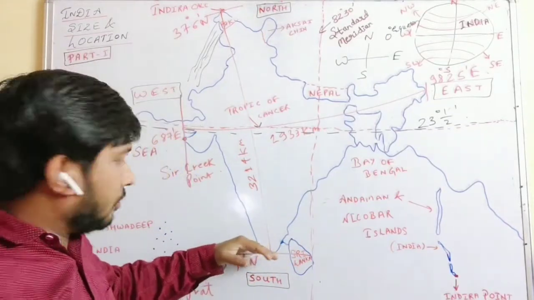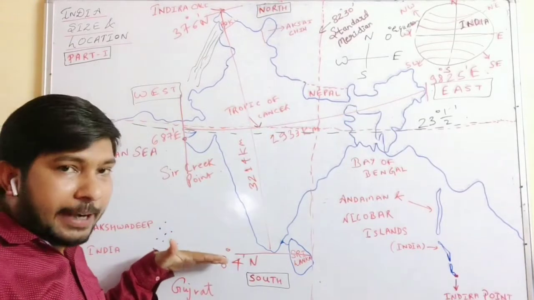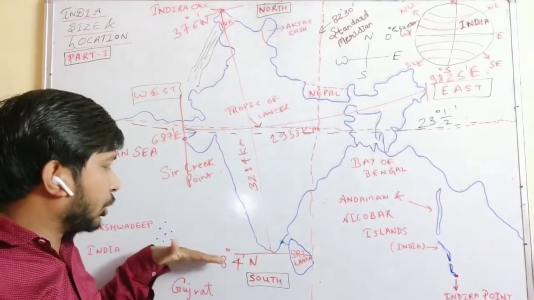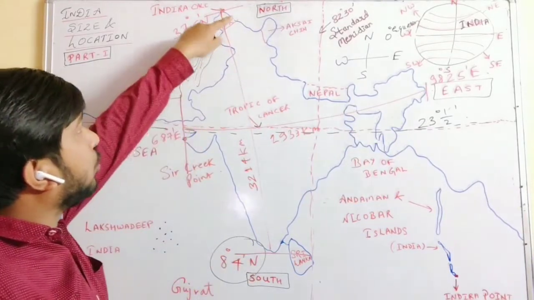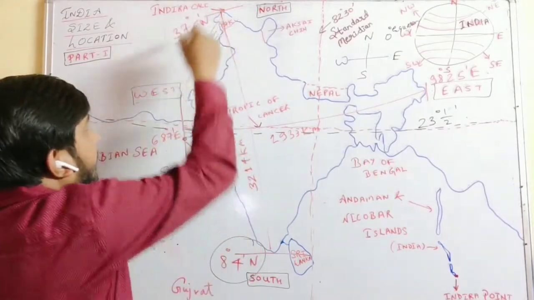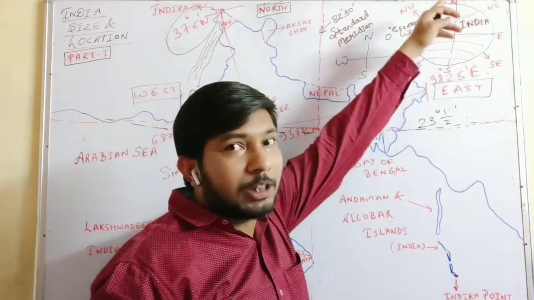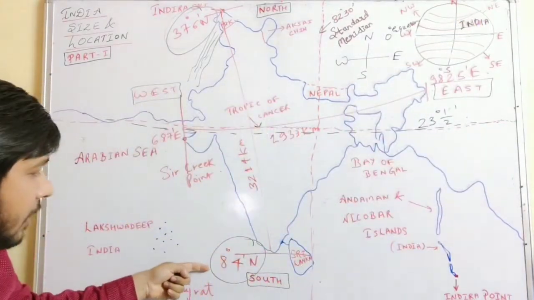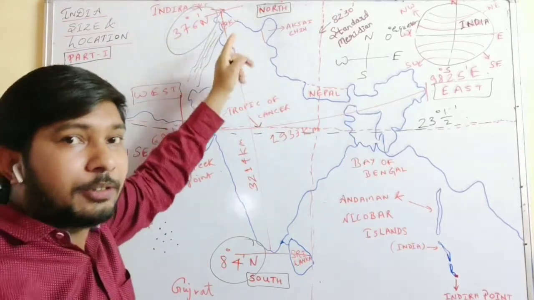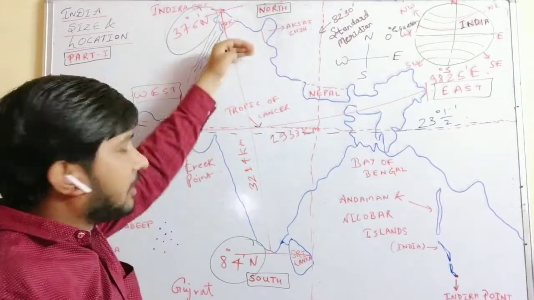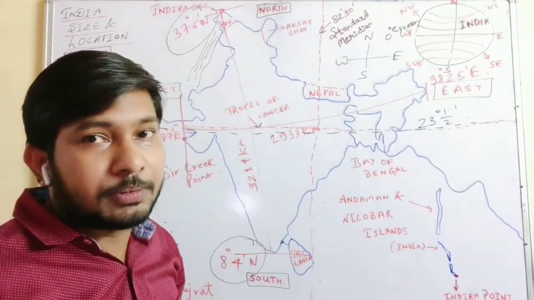Now, just note down the latitudinal extent of this nation. It is 8°4' north to 37°6' north. Why? Because I told you it comes in the northern part. So you have to write north here, and there also, 37°6' north. Both sides are northern latitudes.